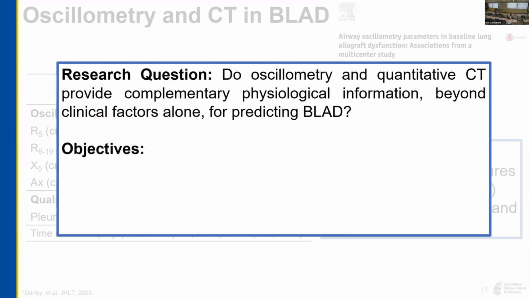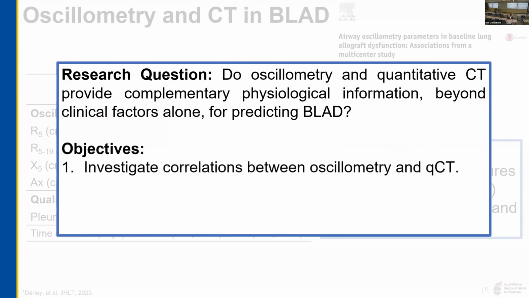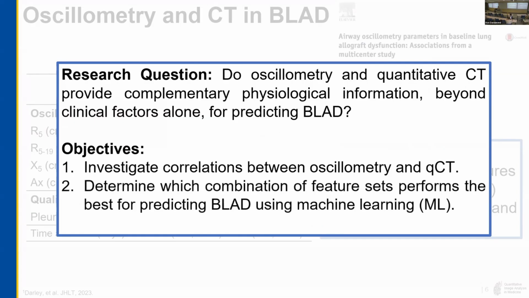Our specific objectives were to, one, investigate correlations between our structure and function. Two, using our three feature sets, identify which feature set was the most optimal for predicting BLAD. And three, from this most optimal combination, using machine learning, determine what the most important features selected were.